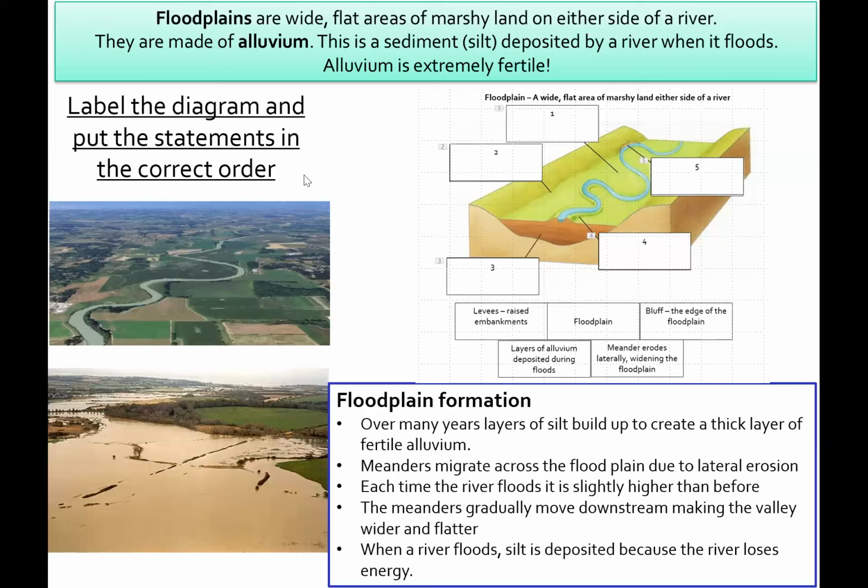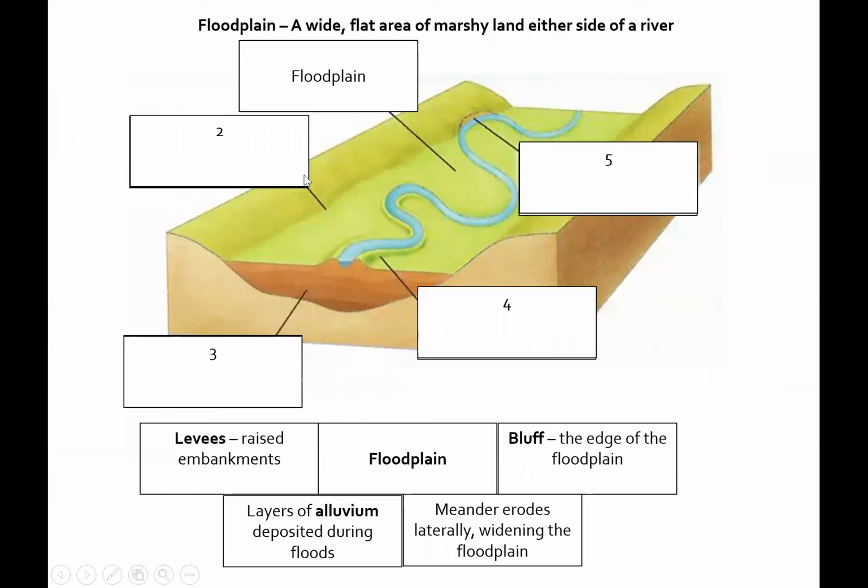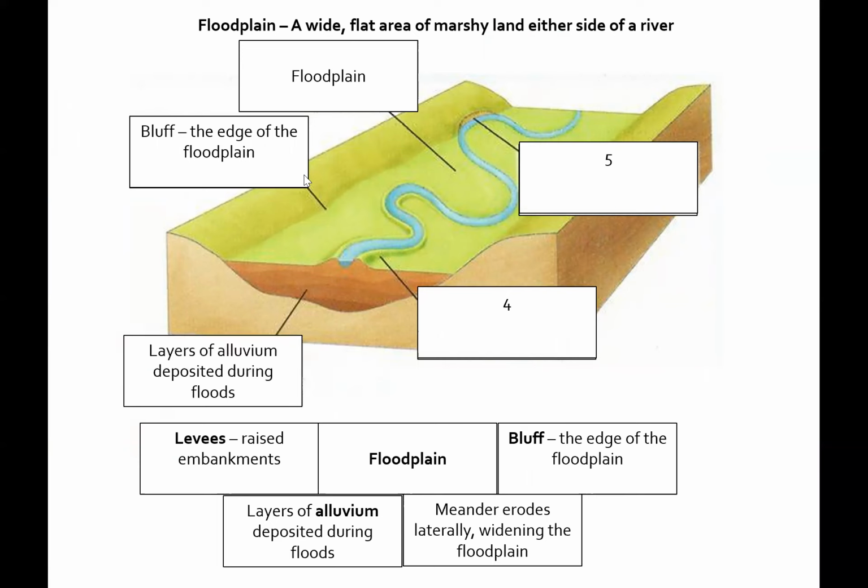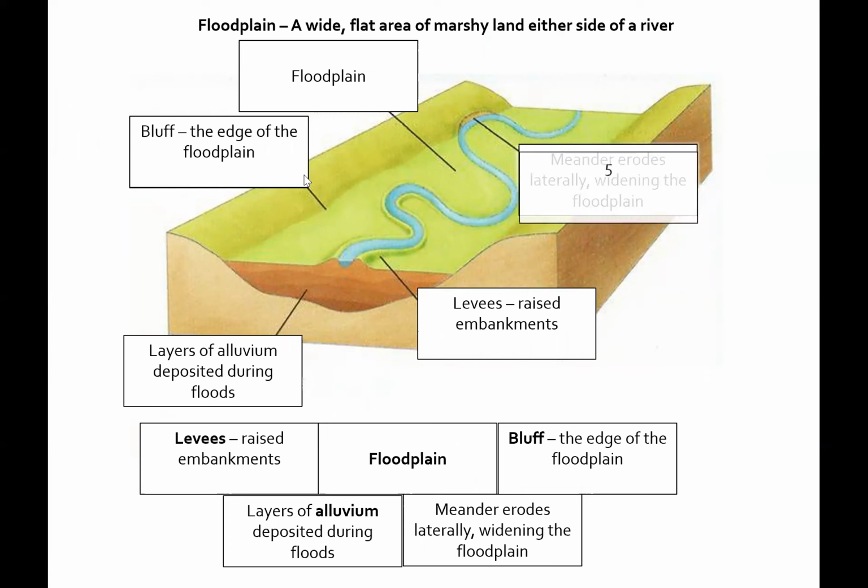So if we have a look at our diagram now then, number one shows the floodplain, that wide, flat land either side of the river. Number 2, that's called the bluff, so that's the edge of your floodplain. Number 3, that's your layers of alluvium, your very fertile sediment deposited during your floods. Number 4, that's your levee, your raised, natural embankments either side of the river channel. And number 5 shows your meander, how it erodes laterally, widening the floodplain. So the reason that whole floodplain is very flat is because over time those meanders have made it wide and flat. So make sure you got those labels in the correct order.